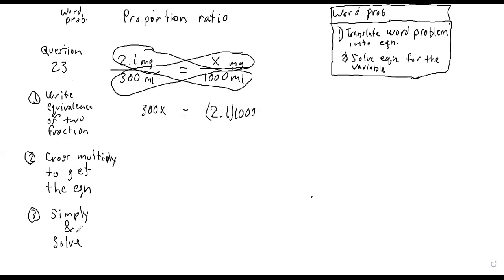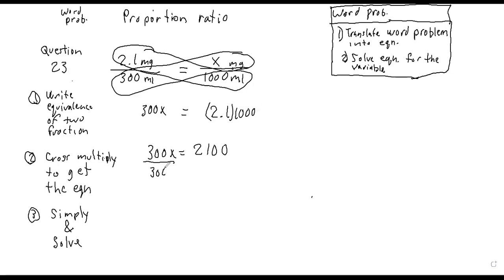Now, the last step is we're going to simplify and solve. So 300X equals 2.1 times 1,000, which is just 2,100. And now we're going to solve this. How do we solve any equation? We focus on the variable side of the equal sign. We look at our variable, which is just a letter, and whatever operation is happening to it, we're going to do the opposite operation. Since we're multiplying by 300, we're going to divide by 300.